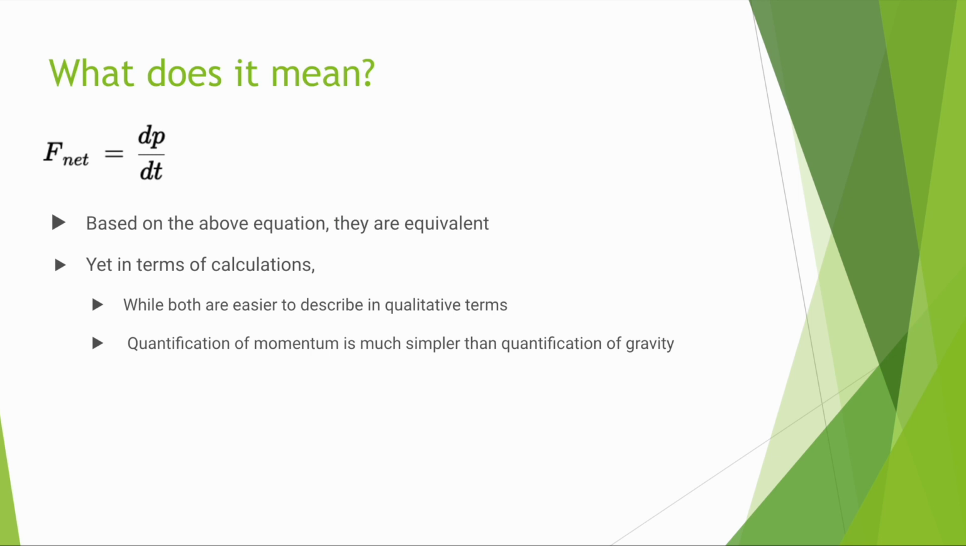Based on the above equation, F net equals dp over dt, so the momentum and the net force are fairly equivalent mathematically. But in terms of calculations, while both are easy to describe in qualitative terms, like we could describe the motion visually, quantifying momentum is much simpler because it only takes mass and velocity, and a couple other components, as opposed to gravity, which requires harder tools like the mass of the actual object.